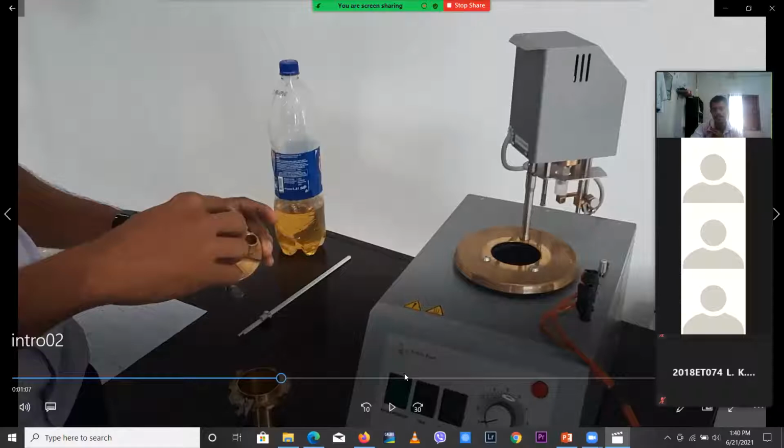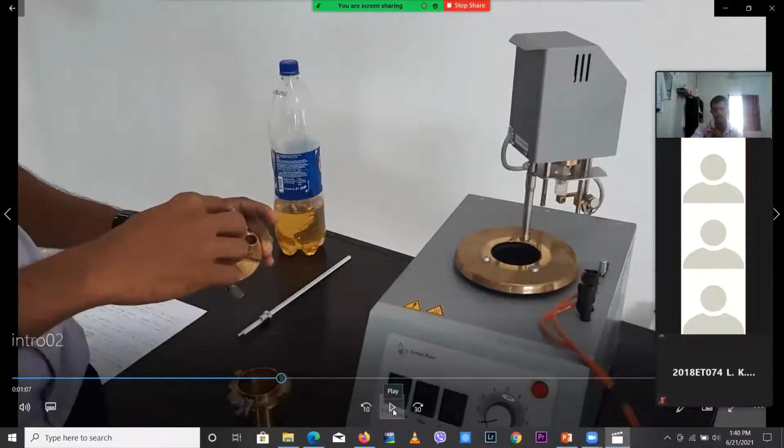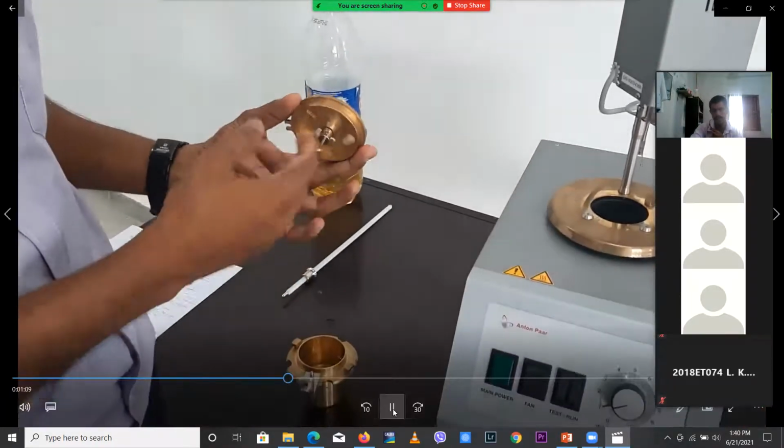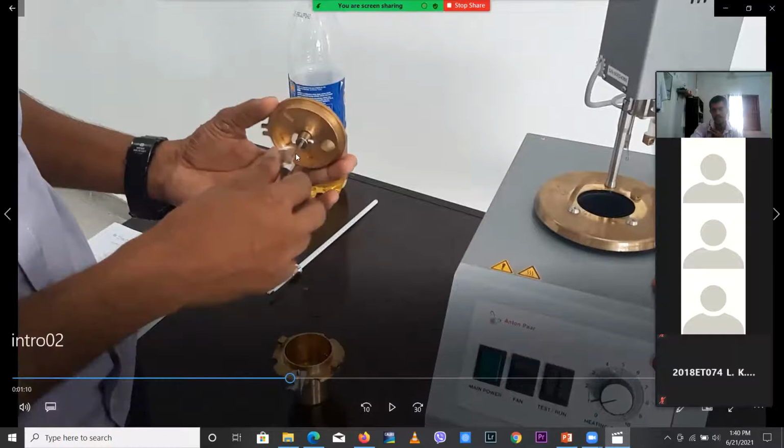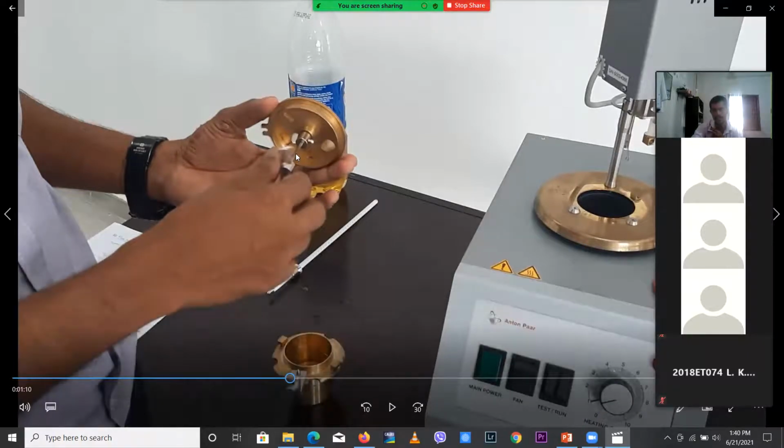By using this lid we are going to close that cup, right? I will explain about the lid of that cup. You can see there's a straight, or two blades, with that shaft, right? While rotating, that is used to mix the sample fuel, right?